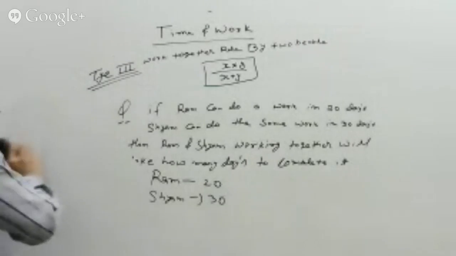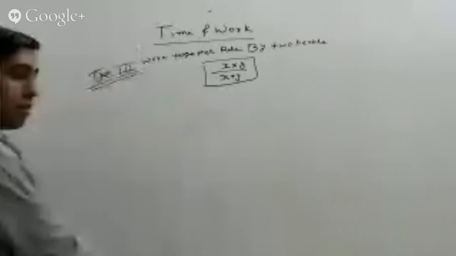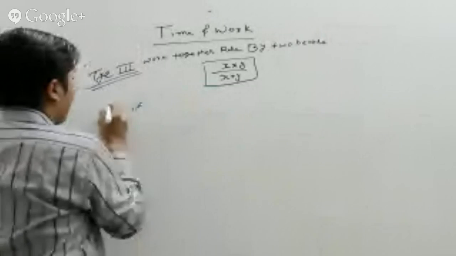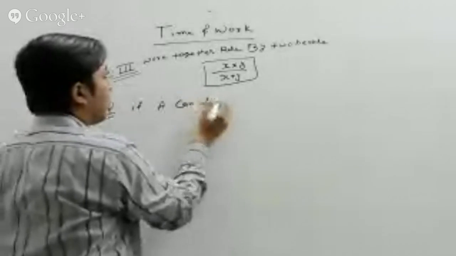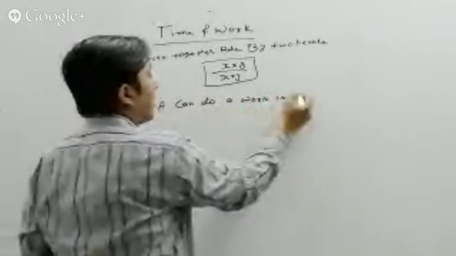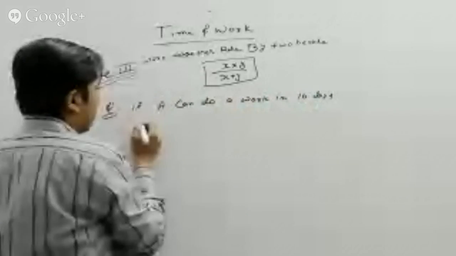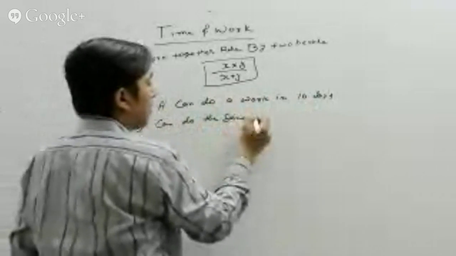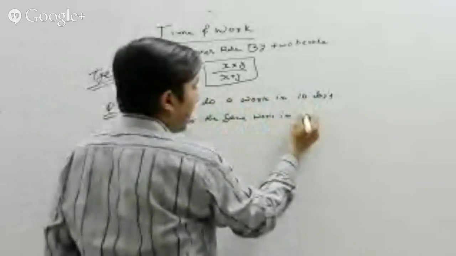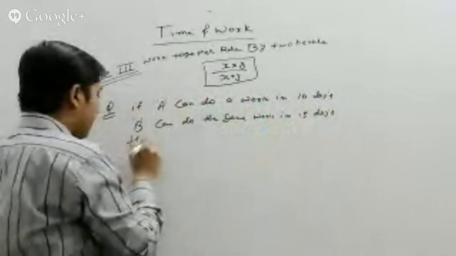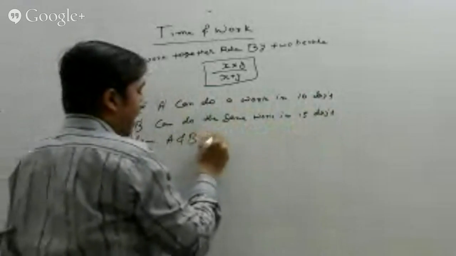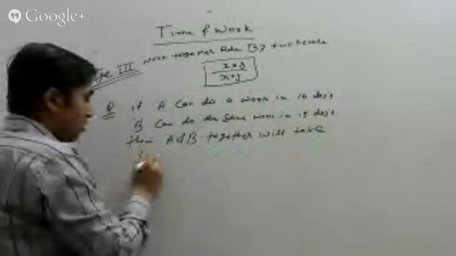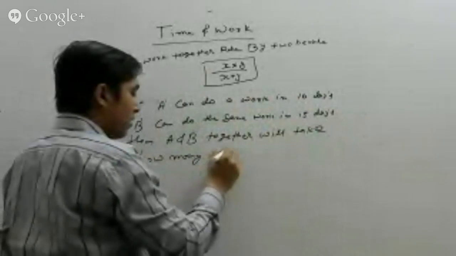Take another example of the same type. If A can do a work in 10 days, B can do the same work in 15 days, then A and B together will take how many days to complete it?